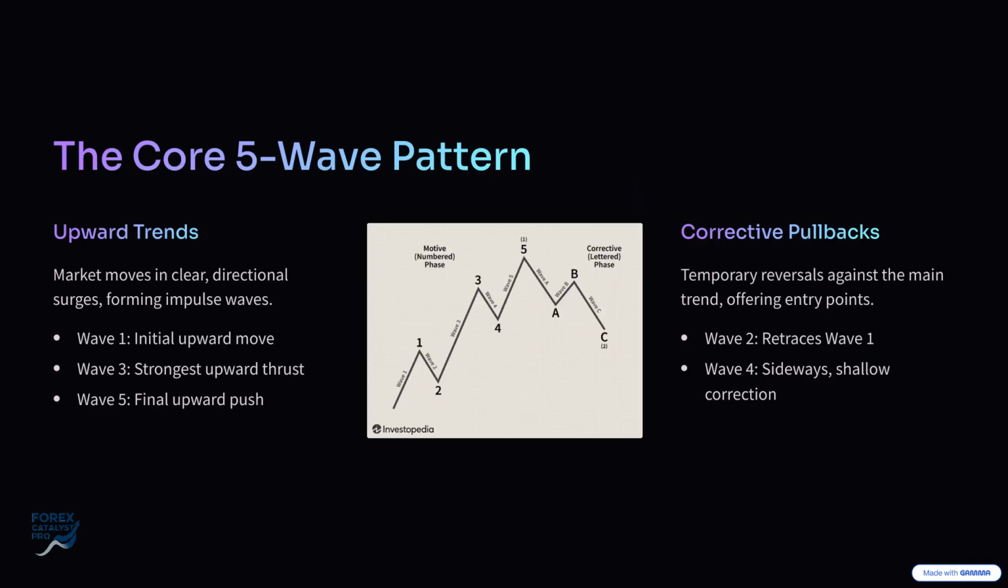The core five-wave pattern. The core of Elliott Wave Theory lies in its five-wave pattern. In an upward trend, the market moves in three advancing waves: Wave 1, Wave 3, and Wave 5, separated by two corrective pullbacks, Wave 2 and Wave 4. Wave 1 kicks off the trend. Wave 3 is usually the strongest push, and Wave 5 marks the final upward surge. Meanwhile, Wave 2 and Wave 4 are temporary pullbacks that offer entry opportunities before the trend resumes. Together, they form the motive phase of the Elliott wave structure.